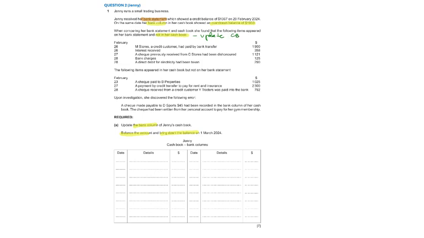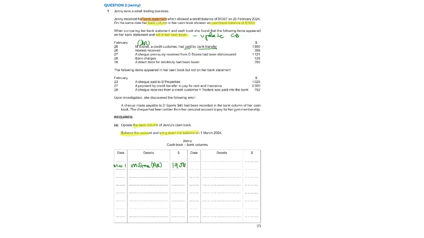Okay, first, M Stores, a credit customer, had paid by bank transfer. So always put yourself in the company, Jenny. You receive money from your credit customer, which is M Store. This is AR, account receivable. So what do you do? You put March 1st. Detail, this is M Store, your account receivable. Amount 19.